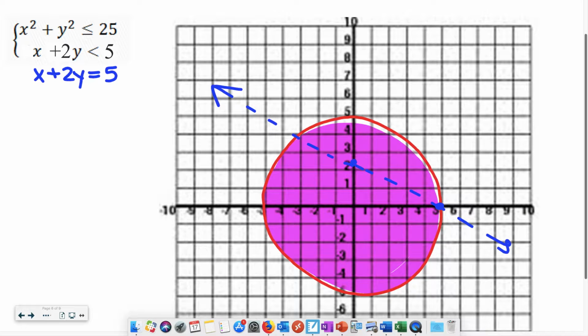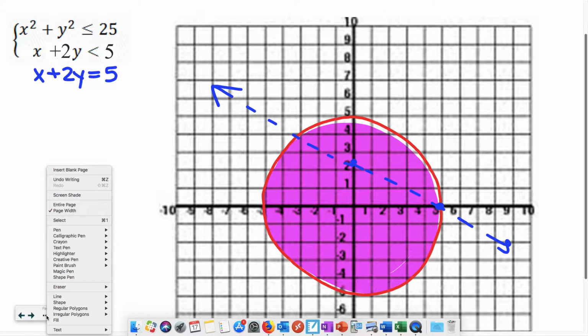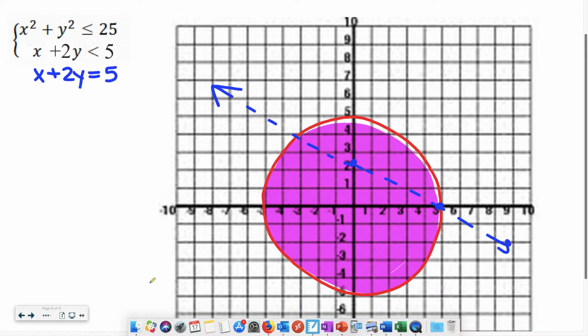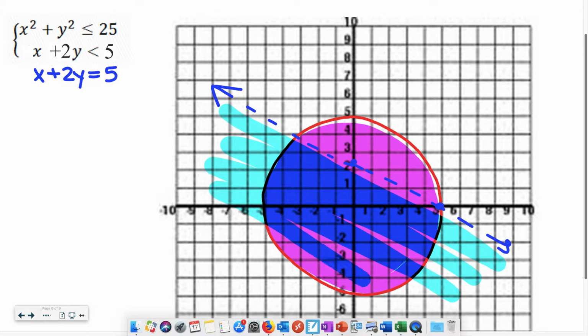Okay. Now, especially since you're not graphing on graph paper, and some of you are, some of you aren't, our vertices may be a little bit more difficult. Let's talk about where we would shade. If we plug in (0, 0) to the inequality, would we shade towards or away from (0, 0)? 0 plus 2 times 0, is it less than 5? Yes. That works. So we want (0, 0). Okay, so we would shade towards it.